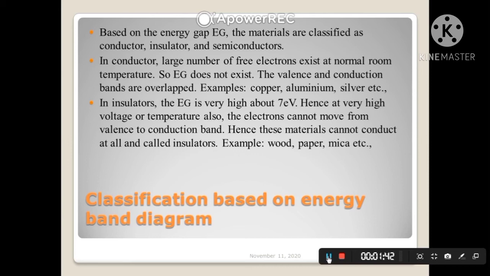Next is the insulator. An insulator has a very high energy gap, about 7 electron volts. Hence even with a high voltage or temperature, the electron cannot move from the valence band to the conduction band. As it cannot move from valence band to conduction band, it does not conduct electricity. So it is called an insulator. These materials cannot conduct electricity at all. For example, wood, paper and mica are examples of insulators.